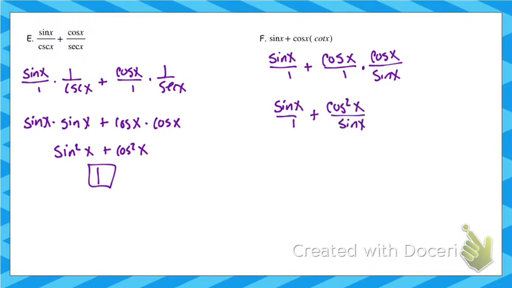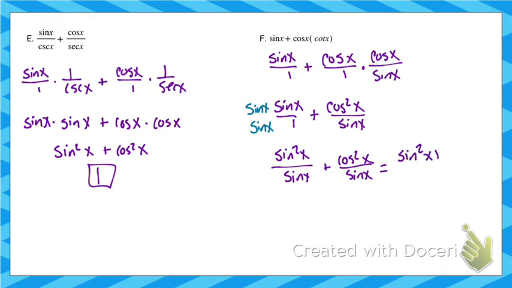So in order to add these together, I need to get a common denominator. So I'm going to multiply the left fraction by sine. So that's going to give me sine squared over sine plus cosine squared over sine. Now I can add the tops together because I have a common denominator. And we know that sine squared plus cosine squared is one of our Pythagorean identities. Sine squared plus cosine squared is 1. 1 over sine is cosecant.